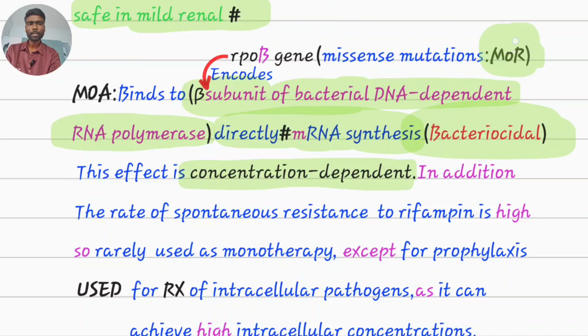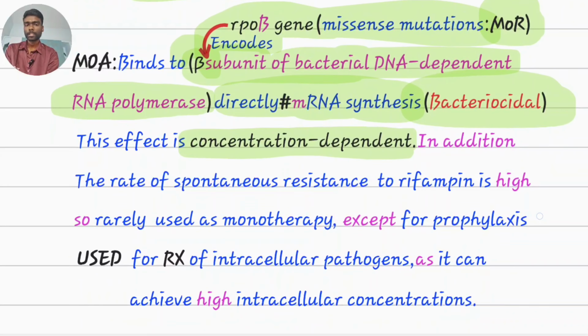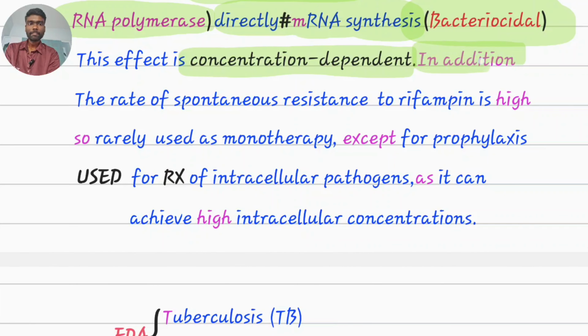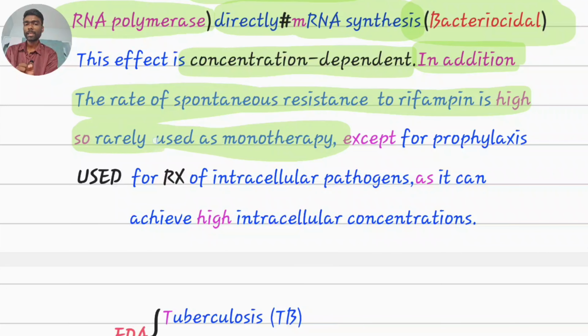Coming to its mechanism of resistance, because of missense mutations in the RPOB gene which encodes this beta subunit, the structure of the beta subunit will be changed. Now our drug rifampicin can't find and bind to the subunit. In addition, when given as a monotherapy, there is a high chance of spontaneous resistance. So it is used rarely as a monotherapy except for prophylaxis. Only in prophylaxis is this solo performance of rifampicin entertained. Rest of all, it is given along with some other drugs.